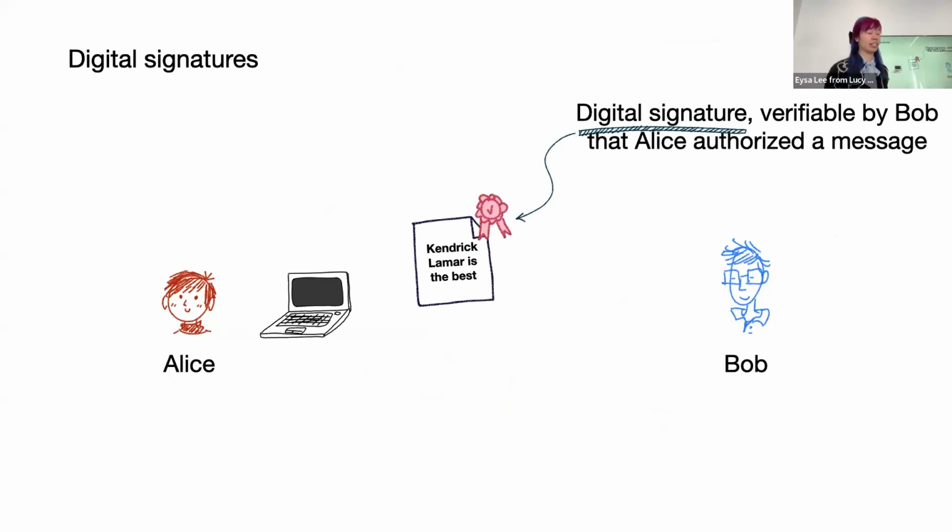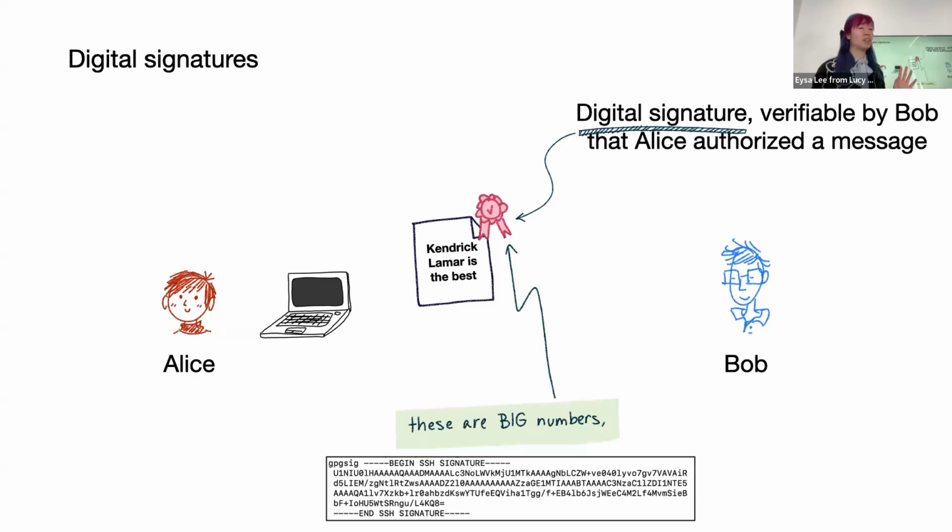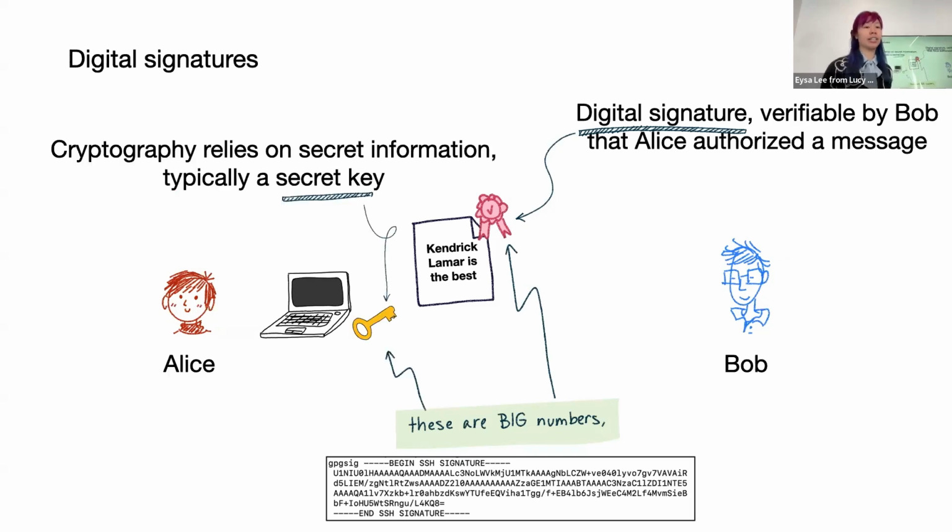The way that we can ensure this is through digital signatures, which is essentially the digital version of a handwritten signature. It's something that we can attach to a message, it's verifiable by Bob, and he can be confident that whatever this is attached to is authorized by Alice. This is a message that she intended to send. I'm going to use little drawings, but these are actually in reality very, very large numbers. The way that she can generate this signature is through the use of some secret information, which we're going to call a secret key. And again, the secret key is going to be some very, very large number.